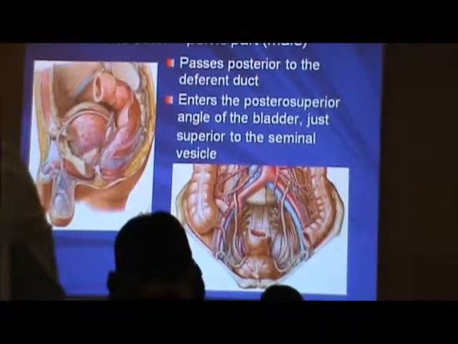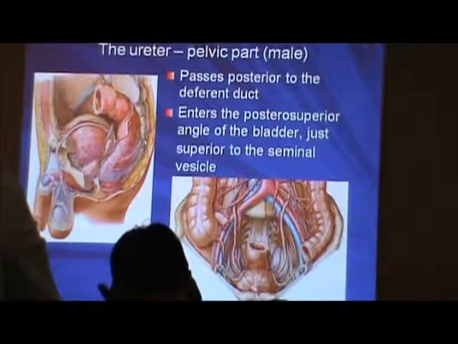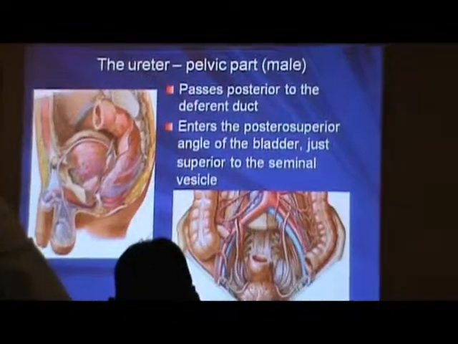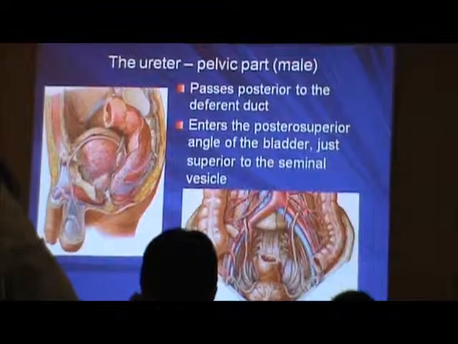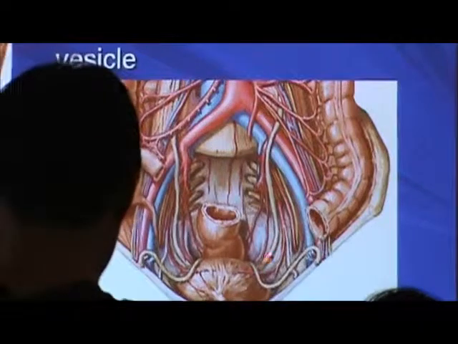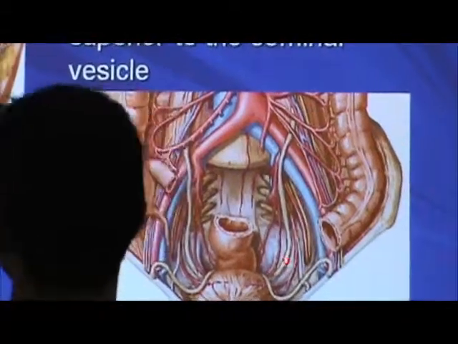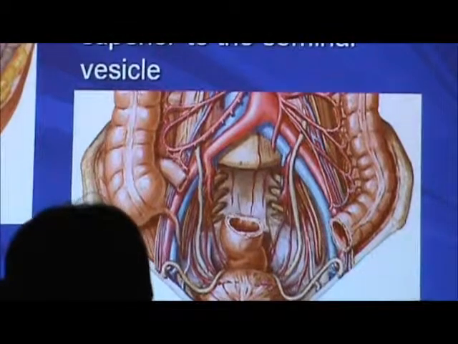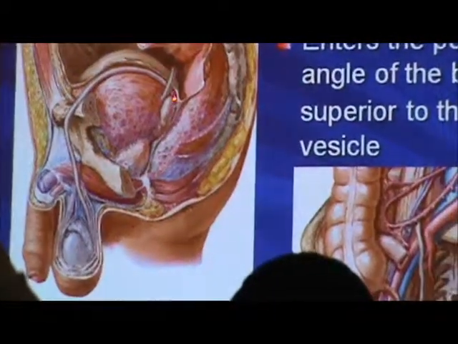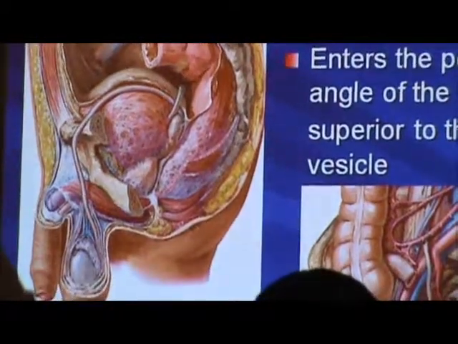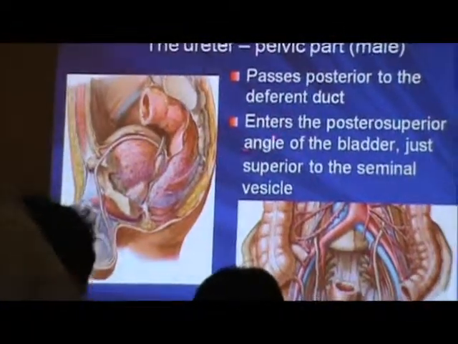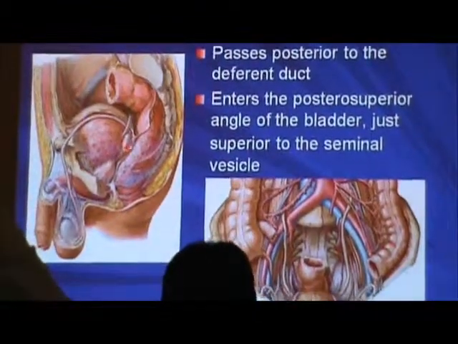Now let's return to the pelvic part of the ureter. The pelvic part of the ureter in males passes posterior to the deferent duct. Look, this is the ureter, this is the deferent duct, and we can see that the ureter passes posterior to the deferent duct. It enters the posterior superior angle of the bladder, just superior to the seminal vesicle.